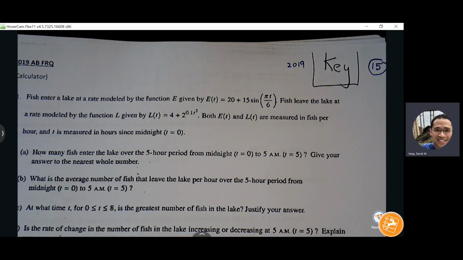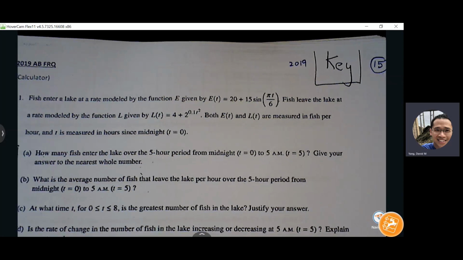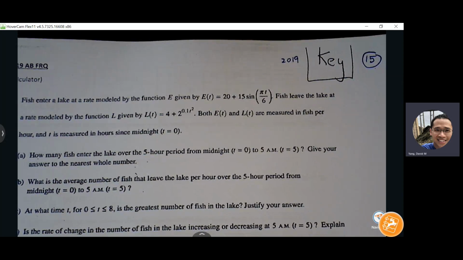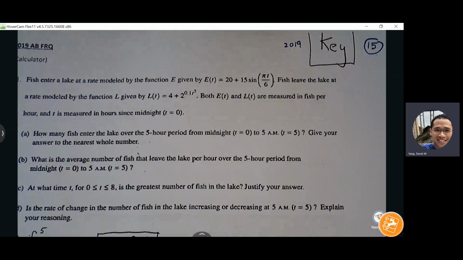Okay, page 15 in your packet. Okay, so I'm going to have us walk through the 2019 FRQs. Number again, 1 and 2 are the calculator, and 3 through 6 are non-calculator. So if you guys are ahead, continue working or you can just follow along with what I'm going through here.